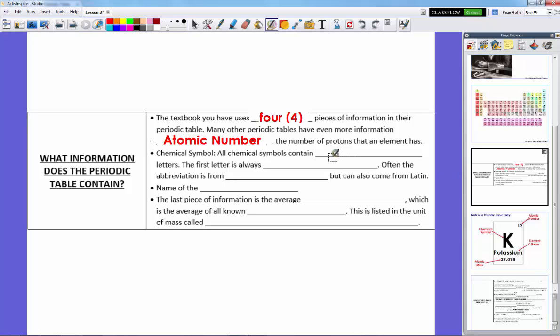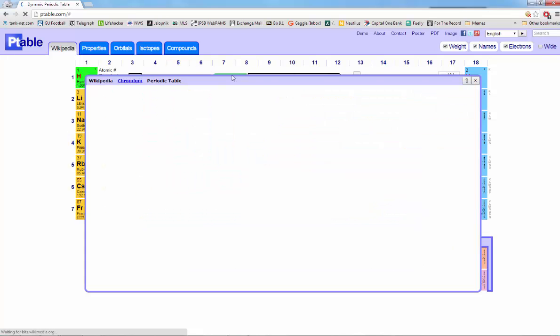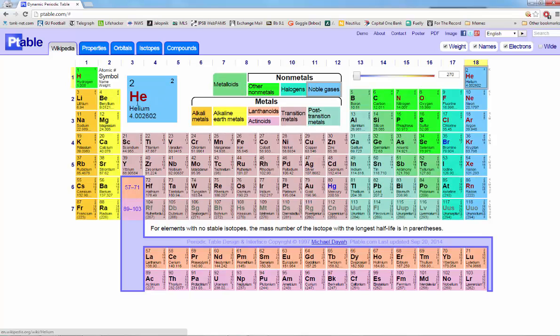The second one in the entry is its chemical symbol. All chemical symbols contain 1 or 2 letters, and the first letter is always capitalized. Often the abbreviation is from English, but can also come from Latin or other words. So if we look at this, we see vanadium right here, a capital V, but if we look at helium right here, we have a capital H and a small letter e. So the first letter is always capitalized, the second letter always lowercase.